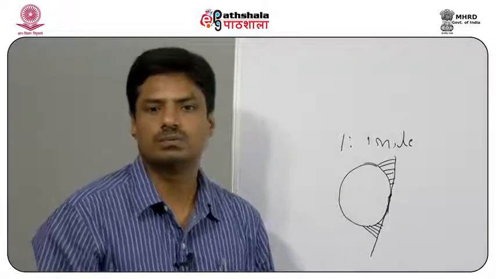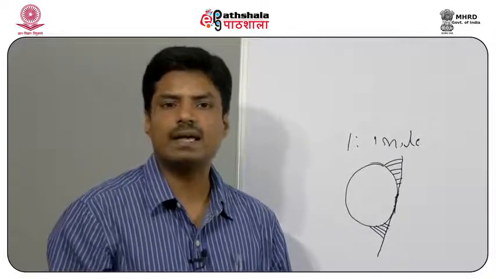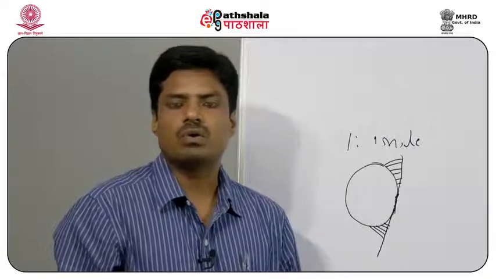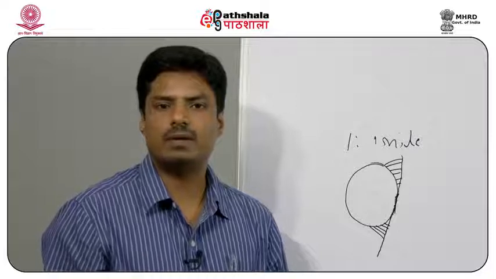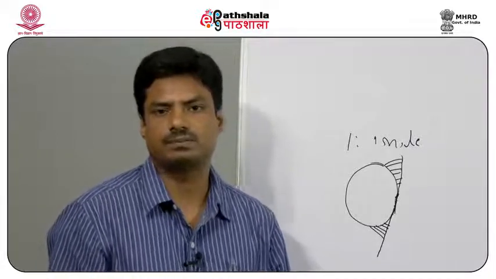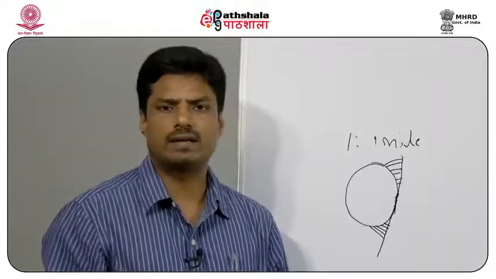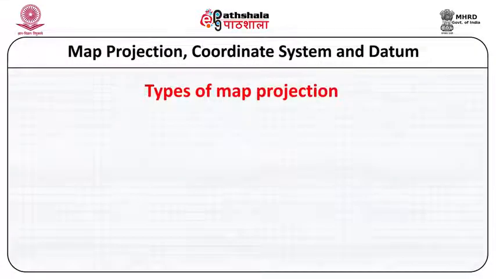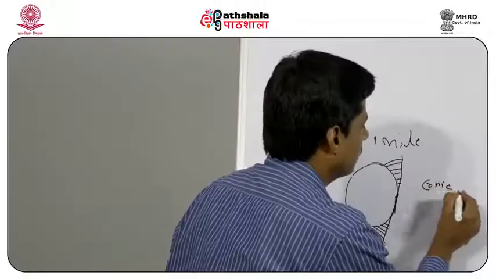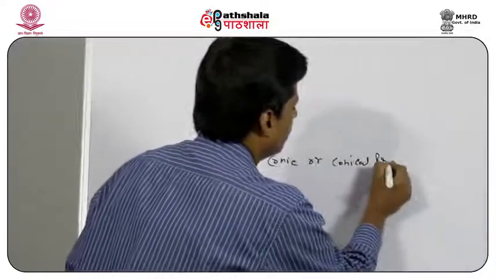As I told you, we have different types of projections depending upon the area which they are covering and also depending upon the plane on which they are constructed. Broadly, we can classify the map projections into three important categories. The first and the most important category is conic or conical projection.